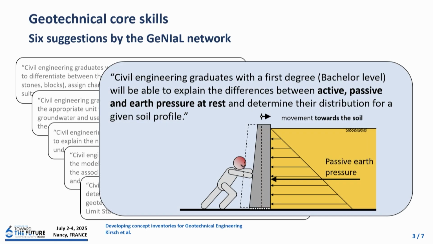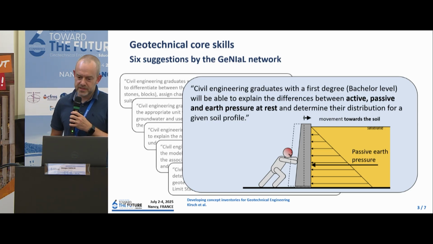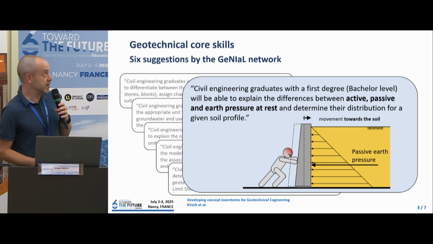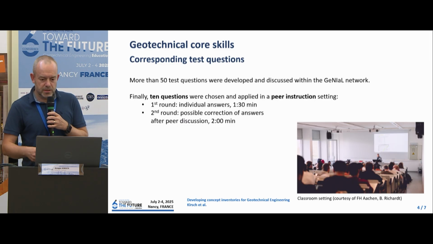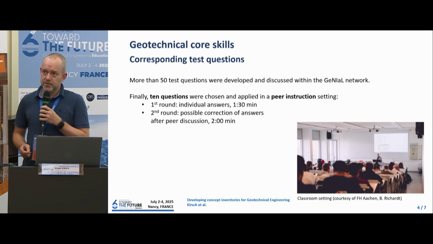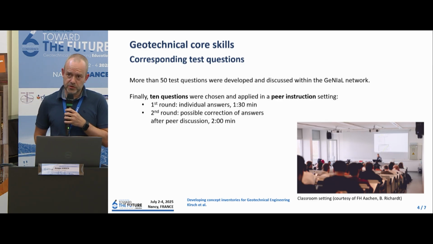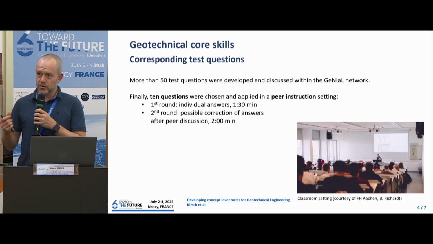Just to give you one example, we claim that civil engineering graduates with a first degree will be able to explain the differences between active, passive and earth pressure at rest and determine the distribution for a given soil profile. That was the start, and then we thought, okay, how can we measure and assess whether they achieved these competencies, and we carried on by developing test questions, multiple choice questions, in order to assess these competencies. Once again, we discussed over 50 test questions, narrowed them down and fit them to our core statements.